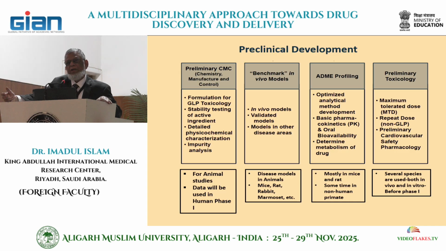We use animal models like mice, rat, rabbit, marmoset, and many times dogs also. And then we go to monkeys. Monkeys are very difficult to do because it is highly regulated, in the US at least. In Saudi Arabia, we don't have any facility for monkeys right now, but we have facilities up to rabbit and marmoset.